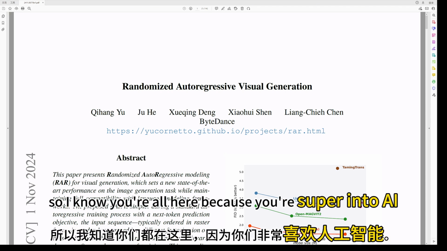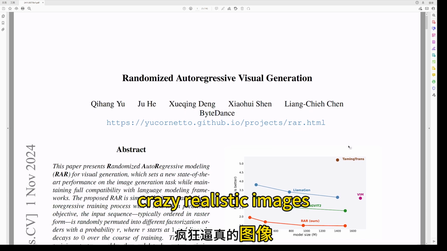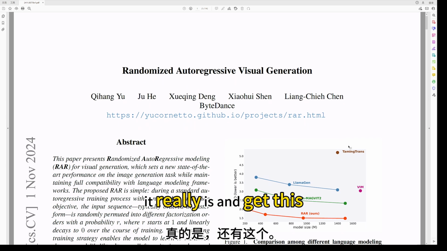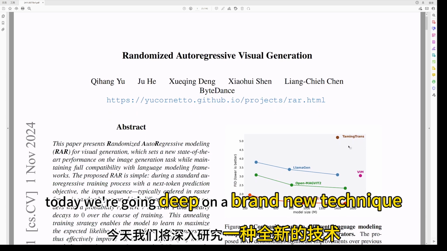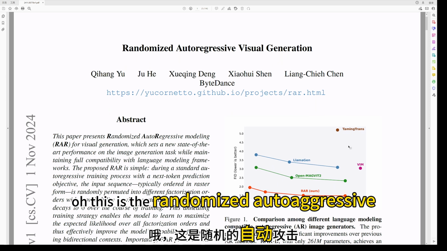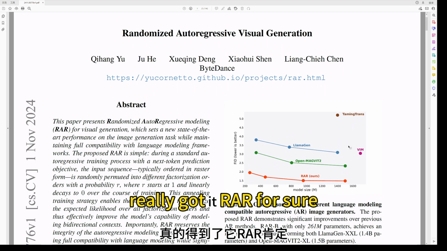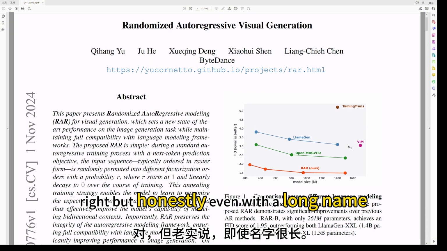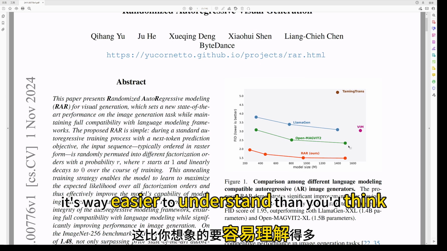Hey everyone. So I know you're all here because you're super into AI, especially the stuff that makes those crazy realistic images. Yeah, it's pretty mind-blowing stuff. It really is. And get this, today we're going deep on a brand new technique. Oh, this is the randomized autoregressive visual generation, right? Got it, RAR for short. Right. But honestly, even with a long name, it's way easier to understand than you'd think.